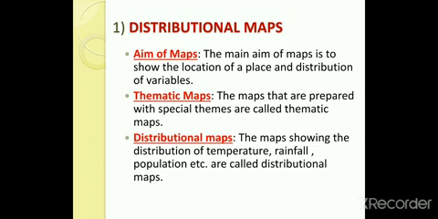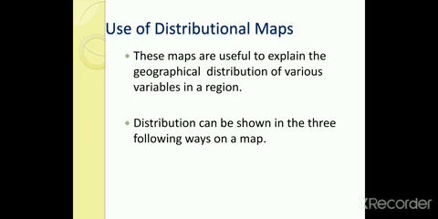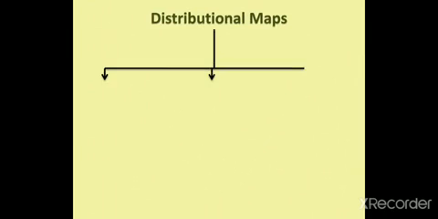These maps are important. Distributional maps are useful to explain the geographical distribution of various variables in the region, like temperature and rainfall from the different regions. Next, distribution can be shown in the following three ways on a map. See which are the three ways we can show on the map.